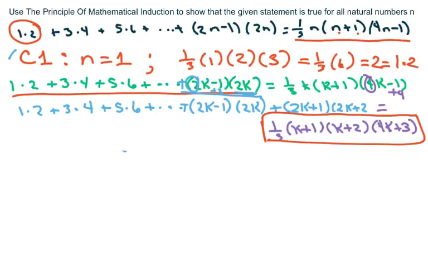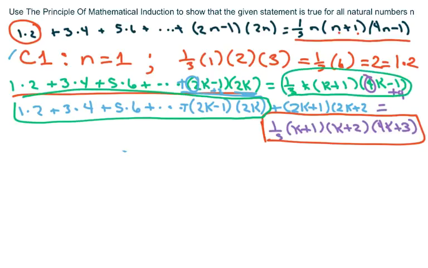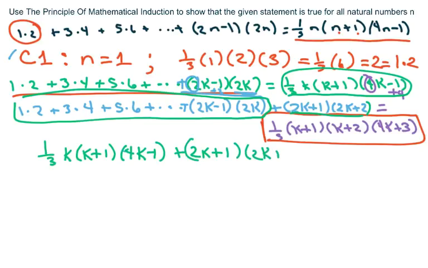And so I'm going to take this side here and shorten it up by using substitution. This part here equals this. So I'm going to substitute and write 1/3 k times k plus 1 times 4k minus 1. And then I'm going to add my next term, which is 2k plus 1 times 2k plus 2. And the goal is for this side to equal this right side. So do I have anything in common here? I don't. So what we're going to do is simplify here so we can do the highest common factor.